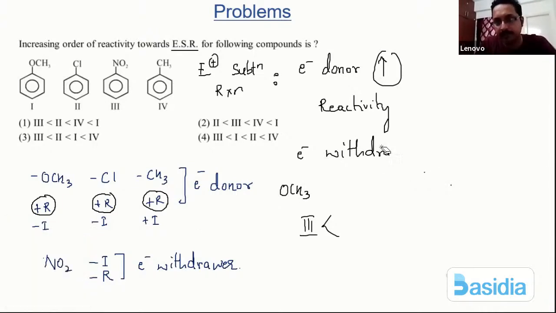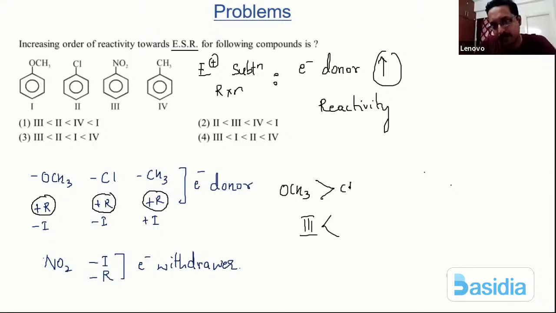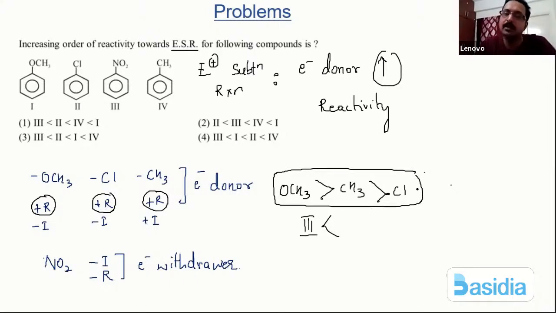Please give me 1 minute. Okay, the OCH3 group is much more effective than the CH3, than the Cl. Okay, this is the strength with respect to their plus R effects.